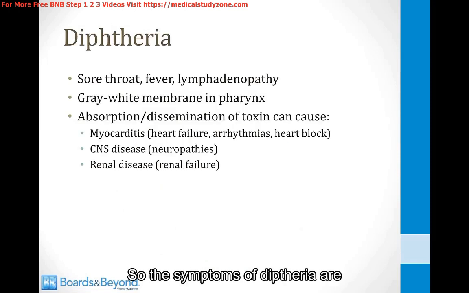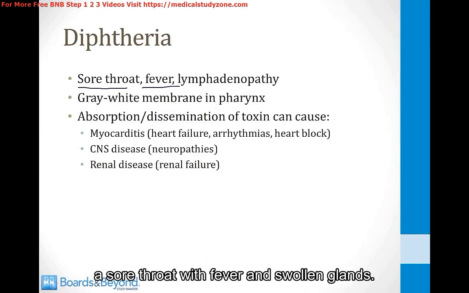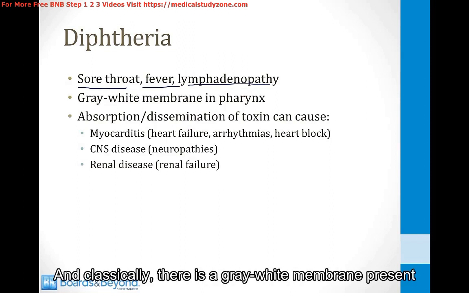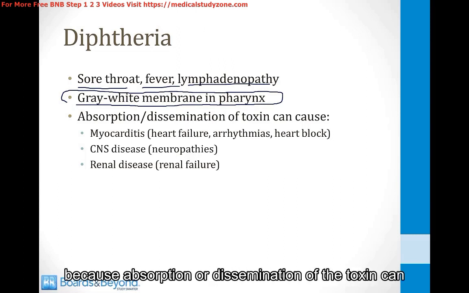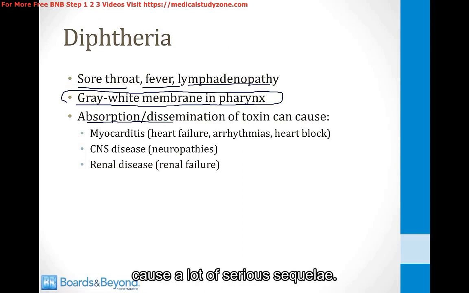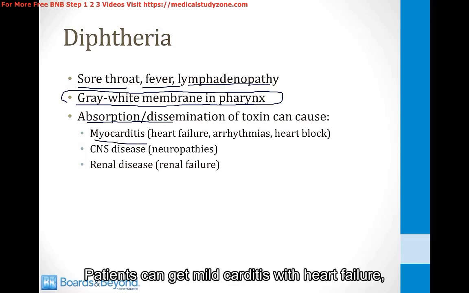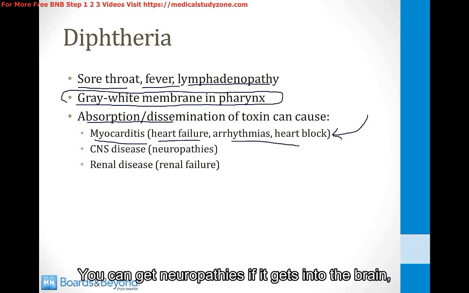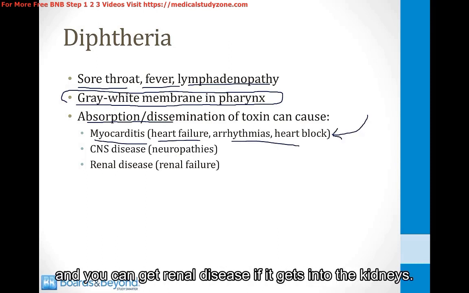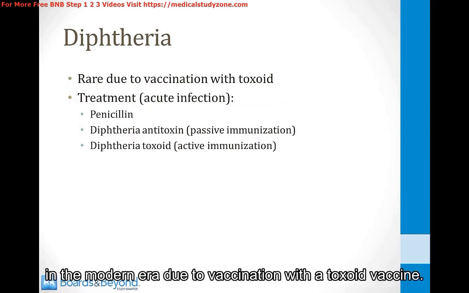So the symptoms of diphtheria are a sore throat with fever and swollen glands, and classically there is a gray-white membrane present in the back of the throat in the pharynx. The reason this is a serious illness is because absorption or dissemination of the toxin can cause a lot of serious sequelae. Patients can get myocarditis with heart failure, arrhythmias, and heart block, and this is the way children often die from diphtheria. You can get neuropathies if it gets into the brain, and you can get renal disease if it gets into the kidneys. Luckily, diphtheria is very rare in the modern era due to vaccination with a toxoid vaccine.